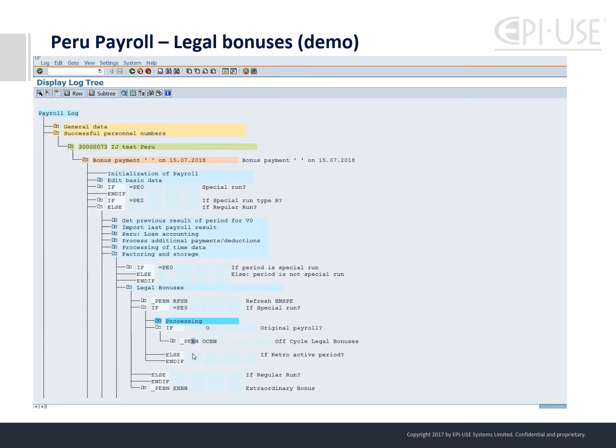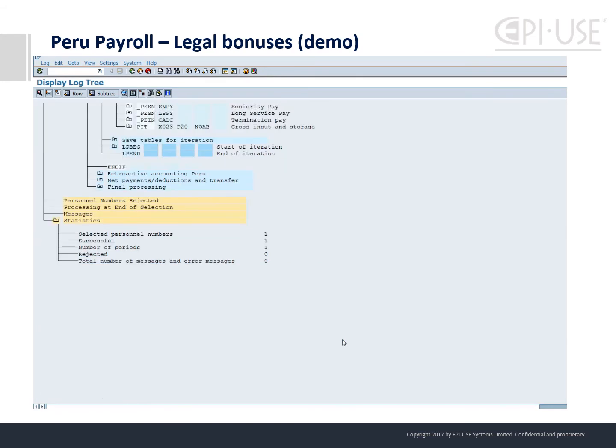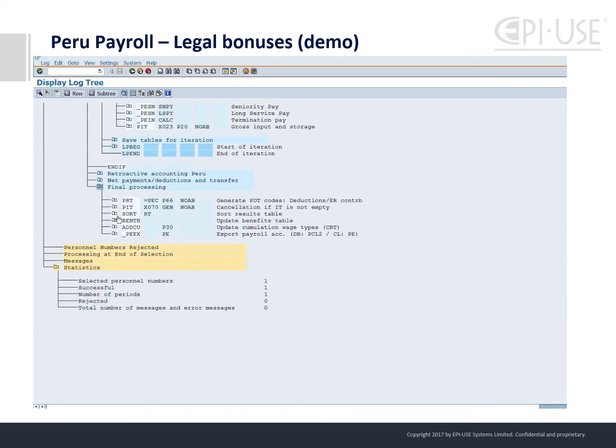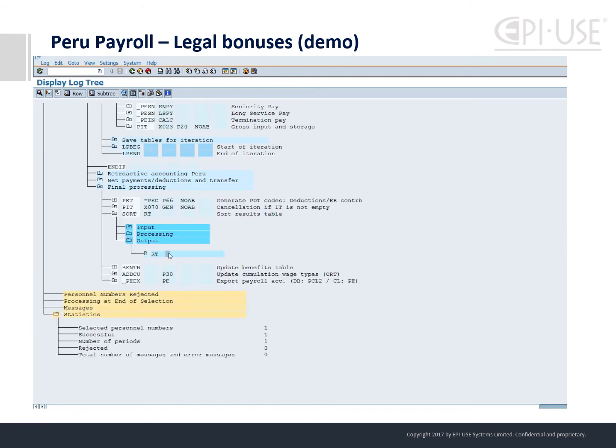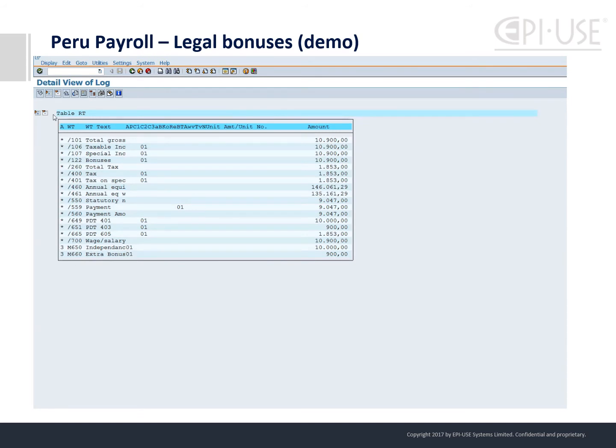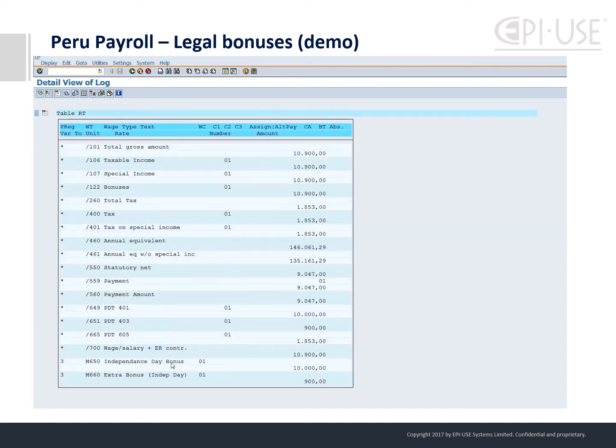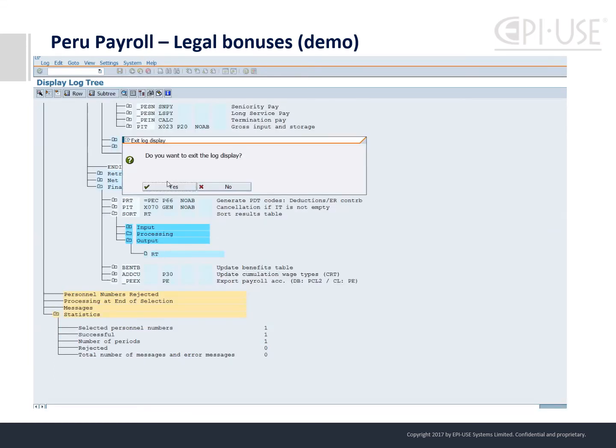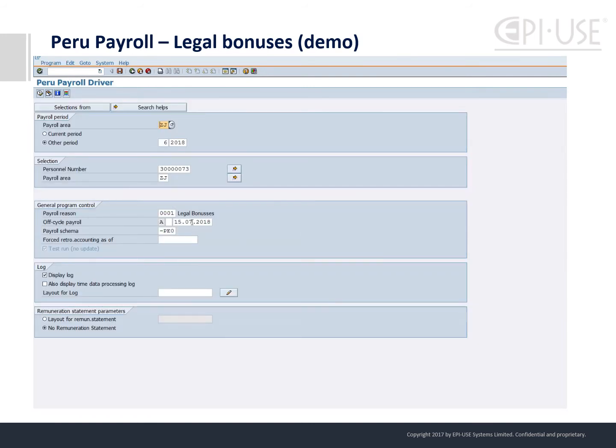So all of this is built into this function, and in the final processing I will find here's my independence bonus. If I expand this, my Independence Day bonus wage type that was generated, as well as an extra bonus for Independence Day. So all of this is taken care of, and it can be run in an off-cycle run or in my normal payroll run.